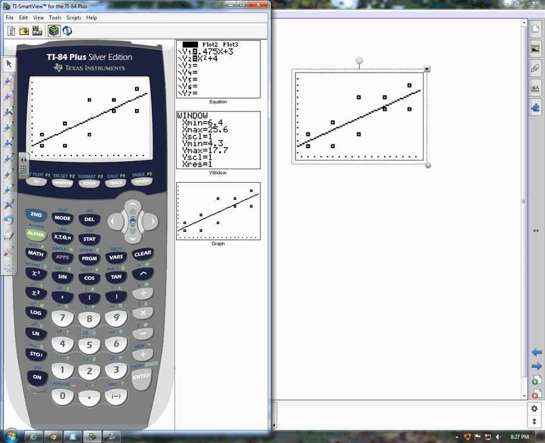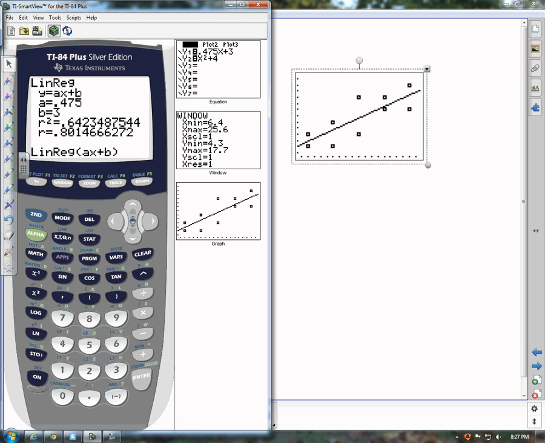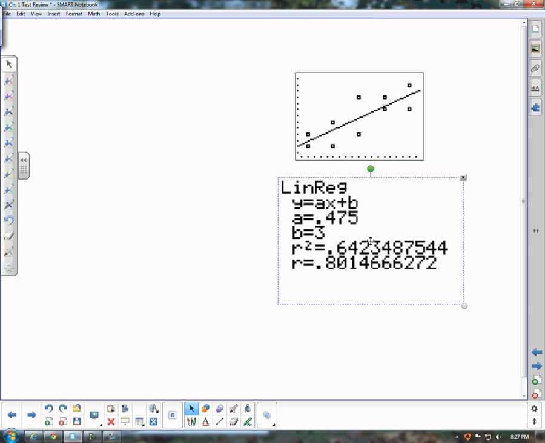After that, then you need to calculate the line of best fit. On a TI, you go into Stat, shift over to Calc, and go down to number 4, LinReg, hit Enter, and there you have your information. 0.475 is the slope, 3 is the y-intercept, and the correlation coefficient is 0.801, which means it's a strong positive correlation. Then on a Casio, if you want to do that down at the bottom of your screen, you're going to hit the Calc button and then choose x and then ax plus b, and you will get the same thing.